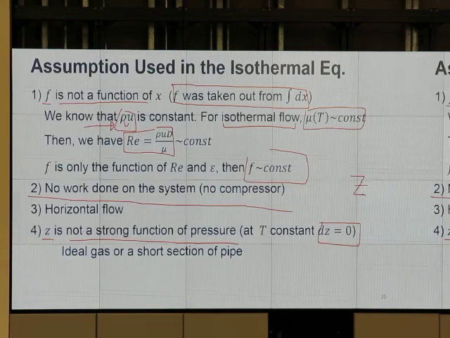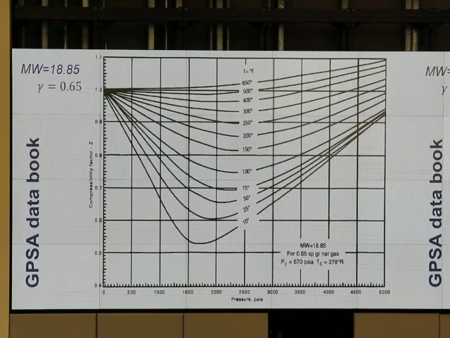Let's take a look at compressibility factor. So this is for gamma equal to 0.65. Compressibility factor can change quite a bit. That is at a temperature of 25.